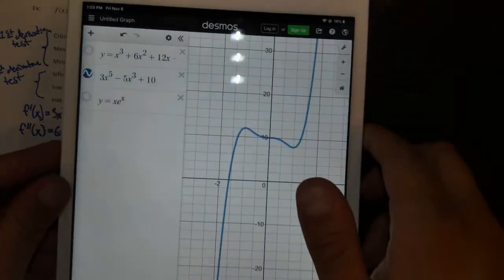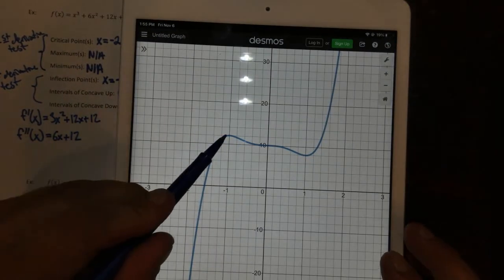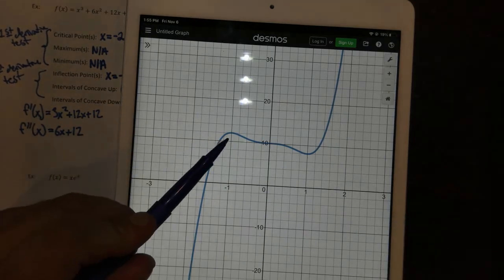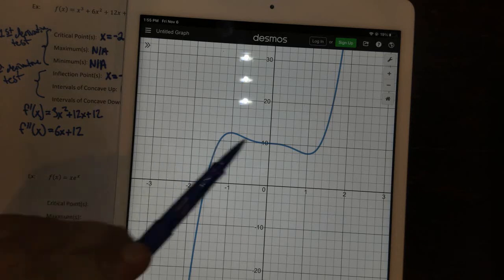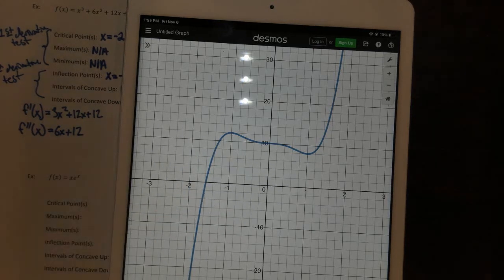Okay, so here I have it graphed in blue, and we said we had one at negative 1, 0, and positive 1, and we can see here that at negative 1 it's a max, and at positive 1 it's a min, and at 0 it looks more like an inflection point.